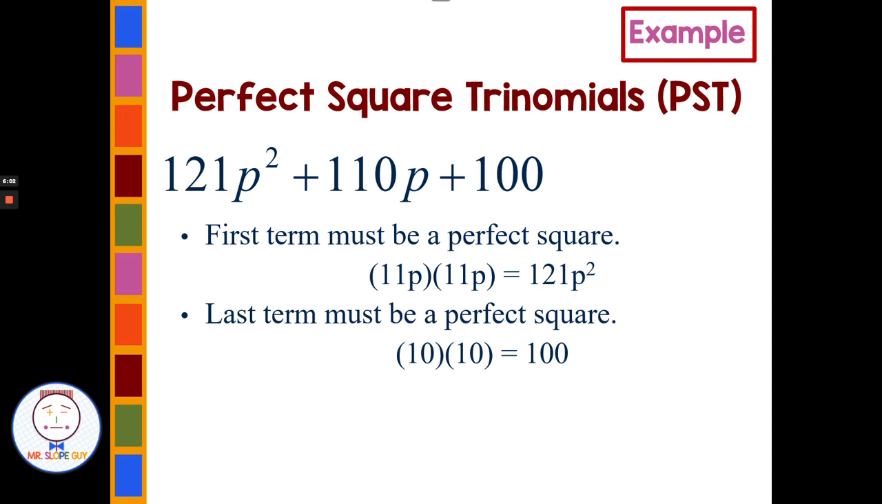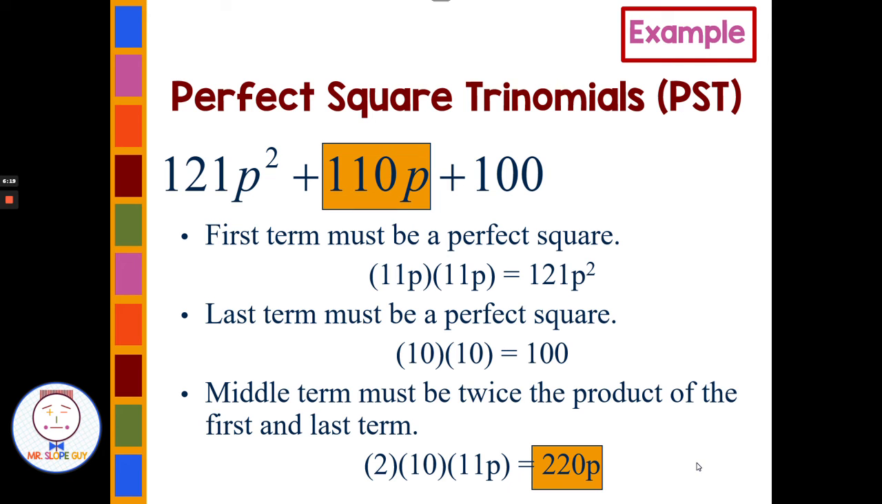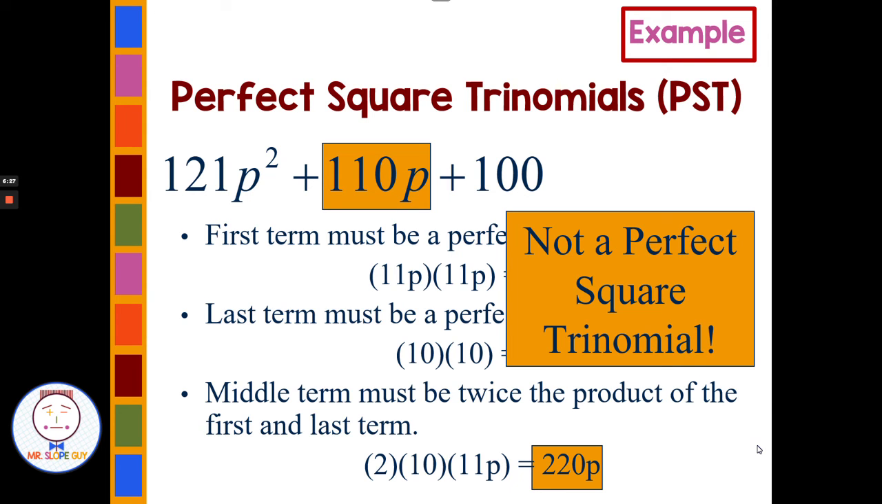Then we need to check that middle term. Well, the square root of 121 is 11. The square root of 100 is 10. 11 times 10 is 110, and doubled is 220. Does 220 match that middle term? No, it does not. So that is not a perfect square trinomial. So we cannot factor this with PST or perfect square trinomial.